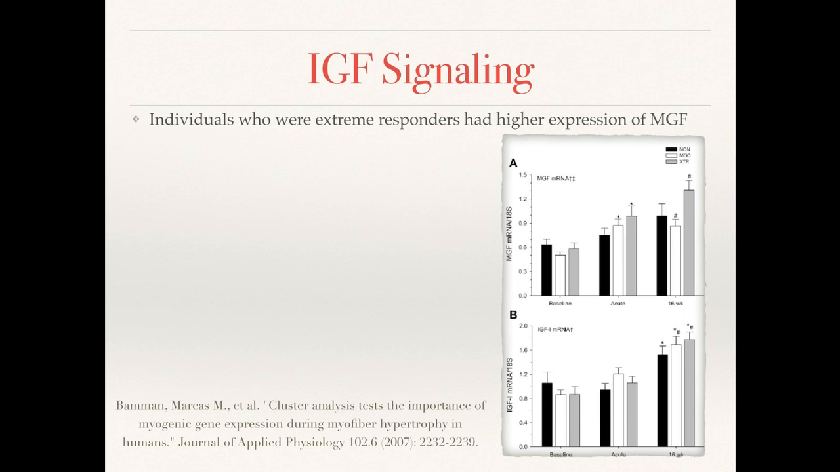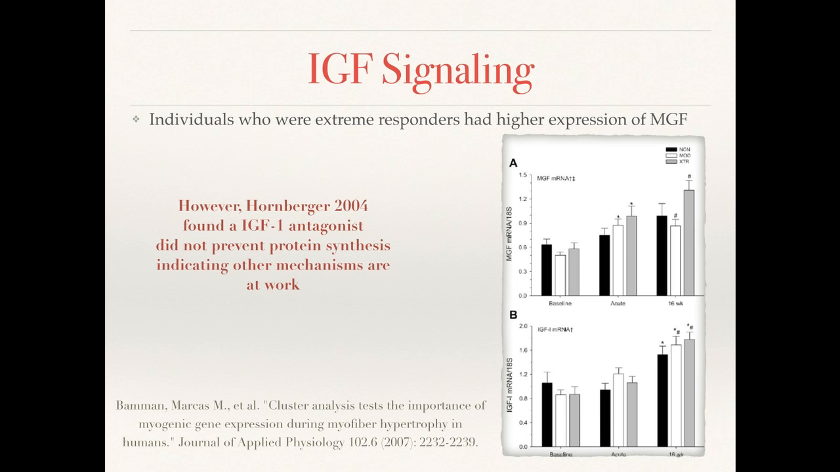EC is also known as MGF, or mechano growth factor. Like the name suggests, this is sensitive to mechanical stimuli. What we know in this study, Baumann looked at non-responders, which got zero hypertrophy, moderate responders, about 30% hypertrophy, and extreme responders, which is like 60% hypertrophy. And the extreme responders had much greater MGF mRNA, as well as IGF-1. So this says that it's possible that these are regulating differences in non-responders and extreme responders.